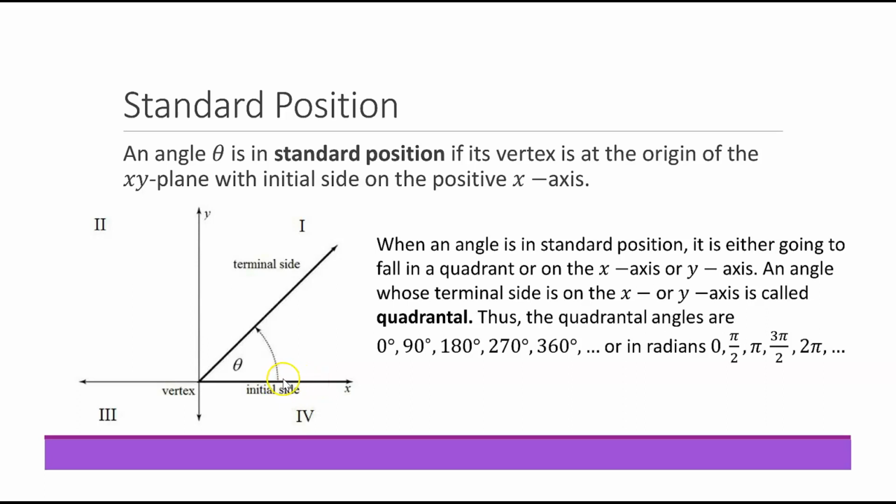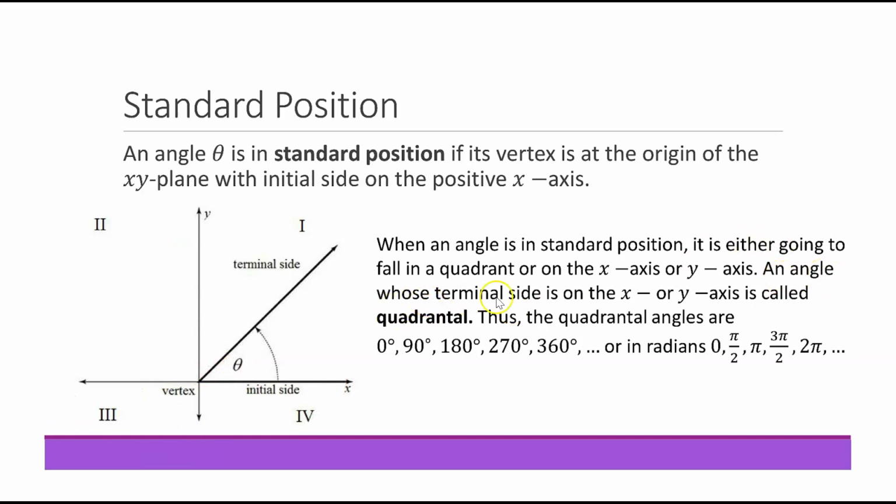And here we have an example of a positive angle, since I'm going in a counterclockwise direction to reach the terminal side. But I can also go in a clockwise direction and have a negative angle in standard position. Now, when an angle is in standard position, it's either going to fall in a quadrant or on the x or y axis. So here we have the quadrants labeled 1, 2, 3, 4. They go in a counterclockwise direction. So I can either have the terminal side fall in a quadrant or on an axis.